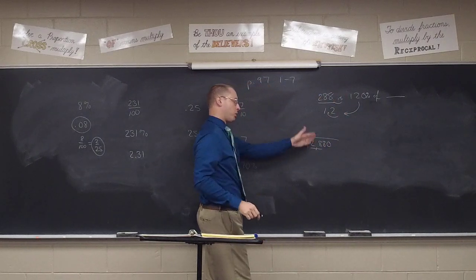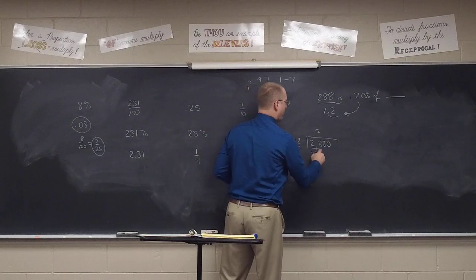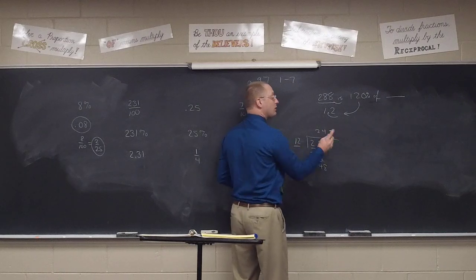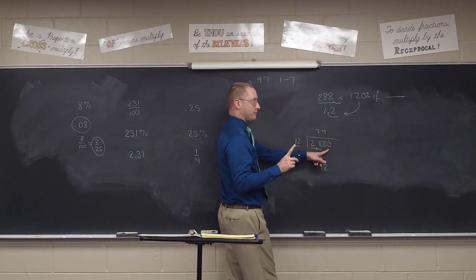Let's use the 12. 12 into 28. 2 times, that's 24 to leave us with 4. Bring down the 8. 12 into 48. 4 times evenly, right? But there's still a 0. Don't forget that.